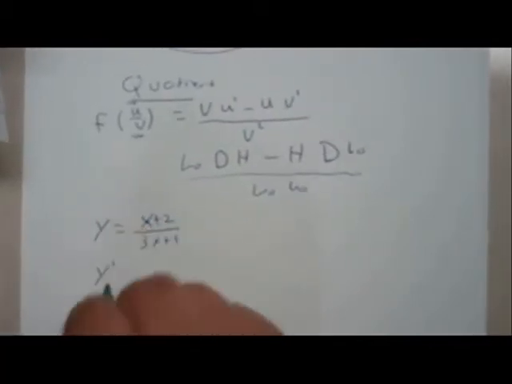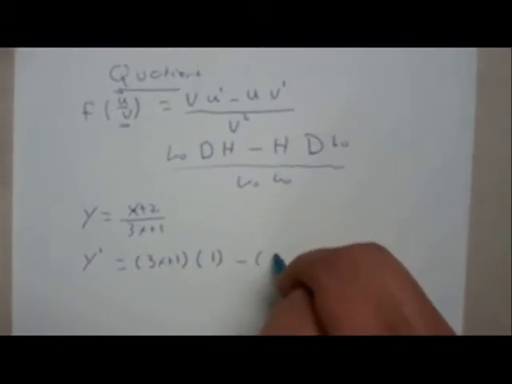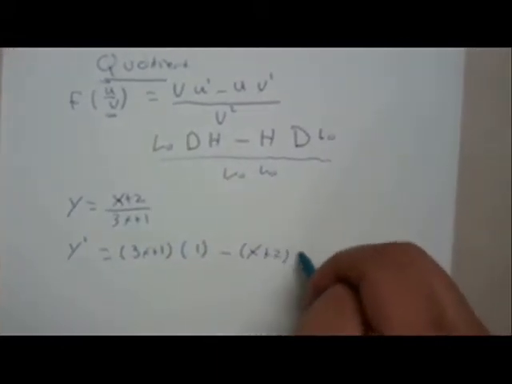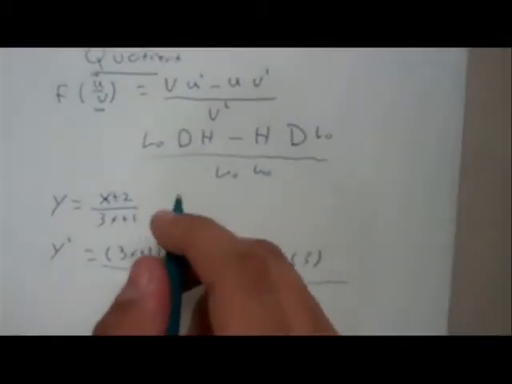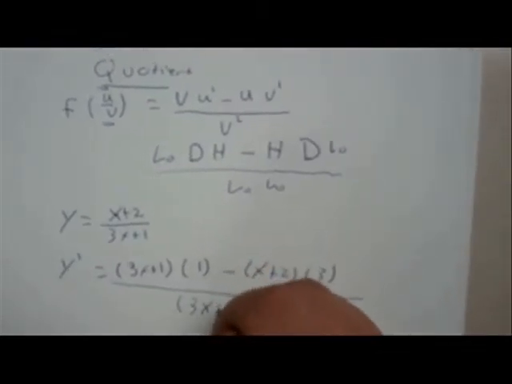A quick example of the quotient rule in use would be if the function reads y equals x plus 2 over 3x plus 1. So for y prime, you're going to take low multiplied by the derivative of high, which is just going to be 1, and then subtract the high multiplied by the derivative of the low, which is just going to be 3, and then it's all going to be over low squared, which is 3x plus 1 squared.